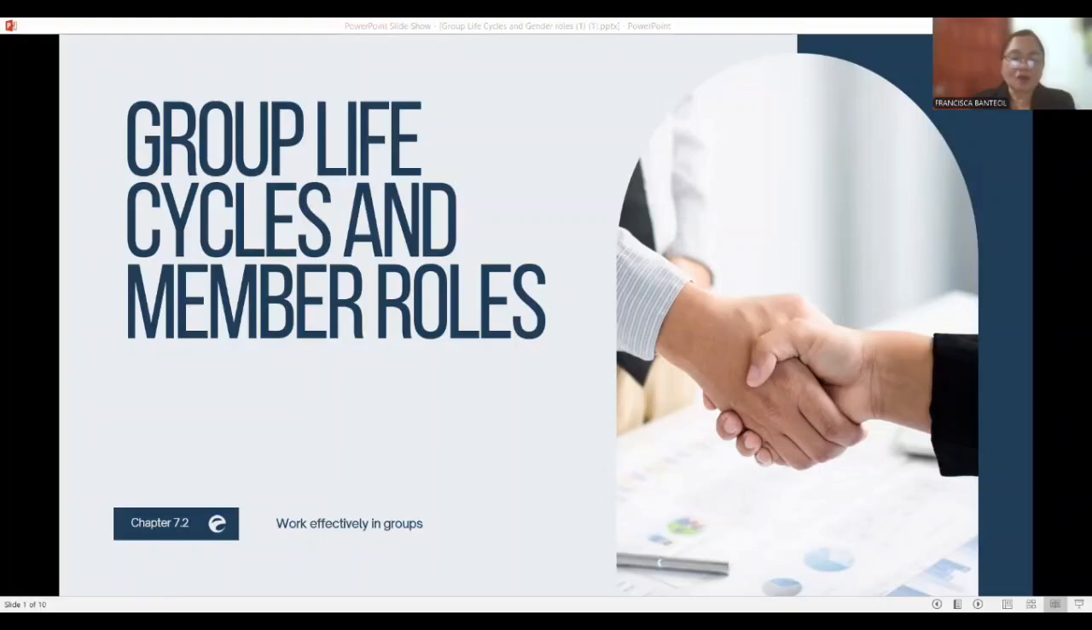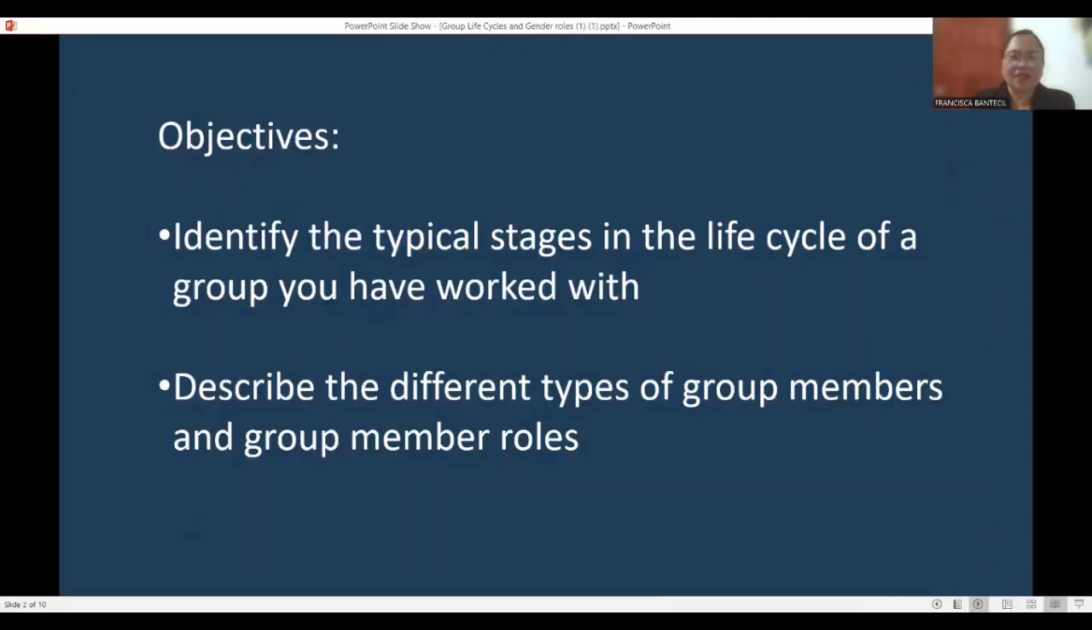The topic that I'm going to present to you is about group life cycles and group member rules. The objectives of these topics are the following: to identify the typical stages in the life cycle of a group you have worked with, and describe the different types of group members and group member rules.